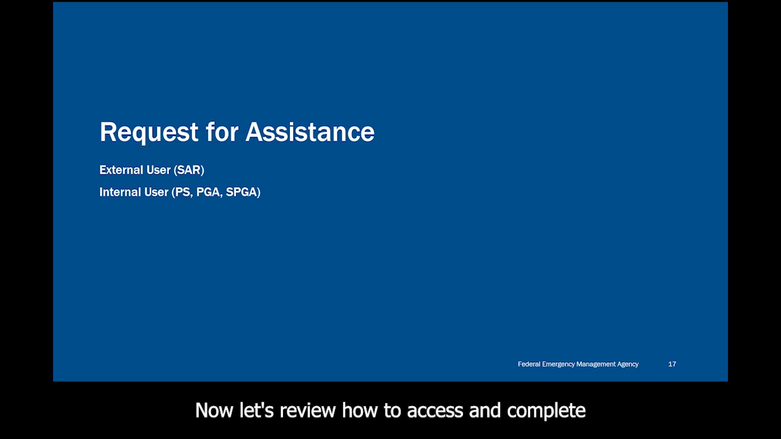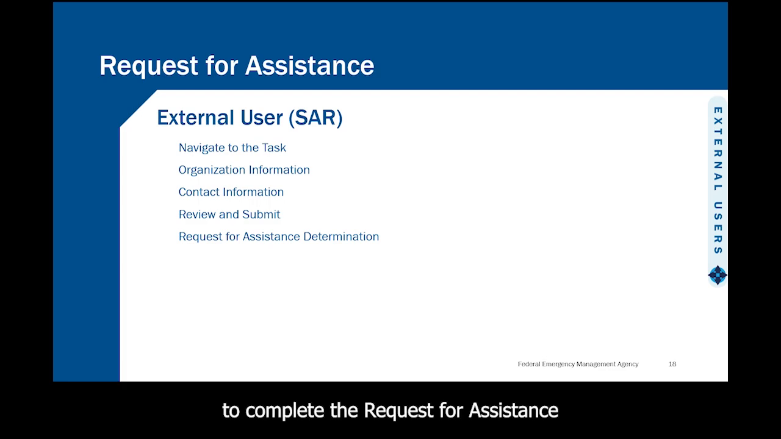Now let's review how to access and complete the Request for Assistance as an external user, an SAR, or an internal user, a PS, PGA, or SPGA. There are a few steps to complete the Request for Assistance as an external user, SAR. We will walk through navigating to the task and how to complete the following sections: organization information, contact information, Review and Submit, and Request for Assistance Determination.